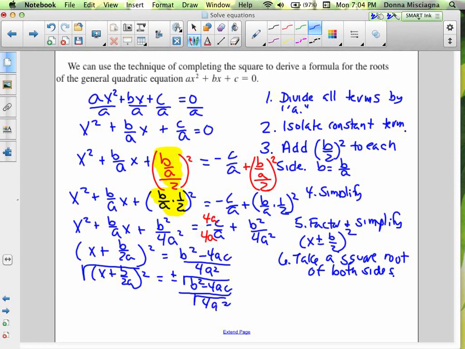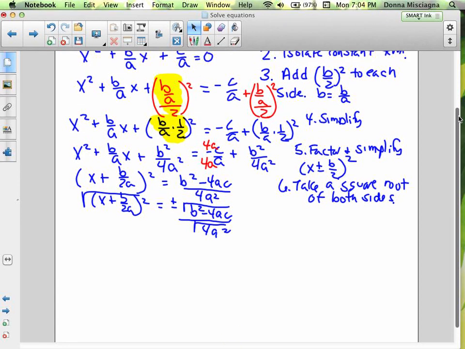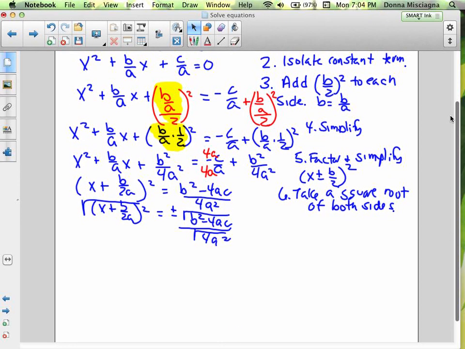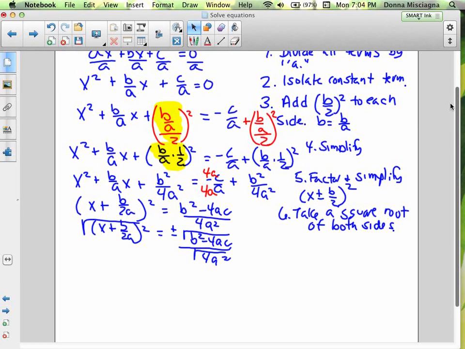I need just a tad more space. That's a little bit more space than I needed. We'll just go right to the top of the problem. There we go. All right.